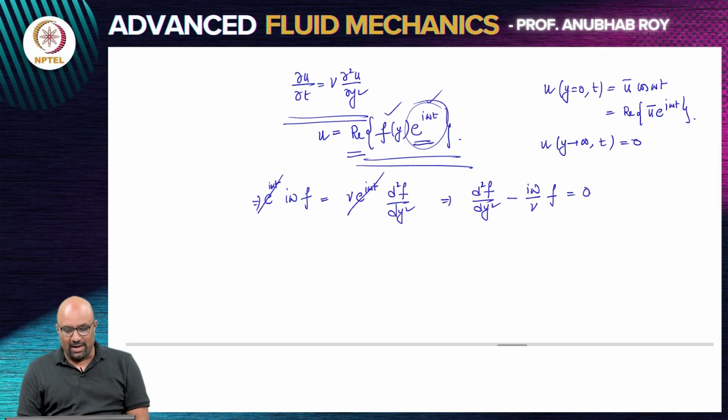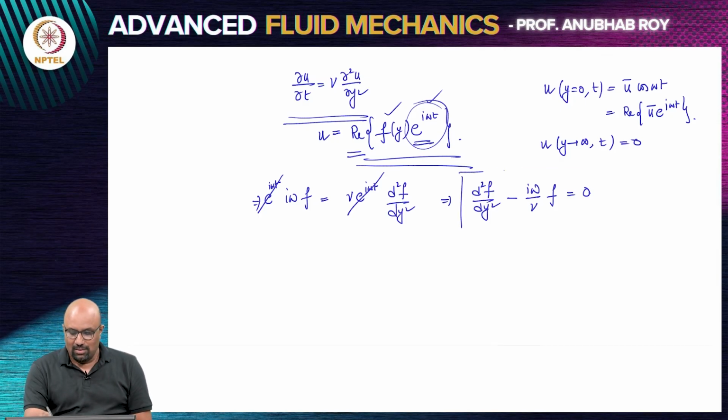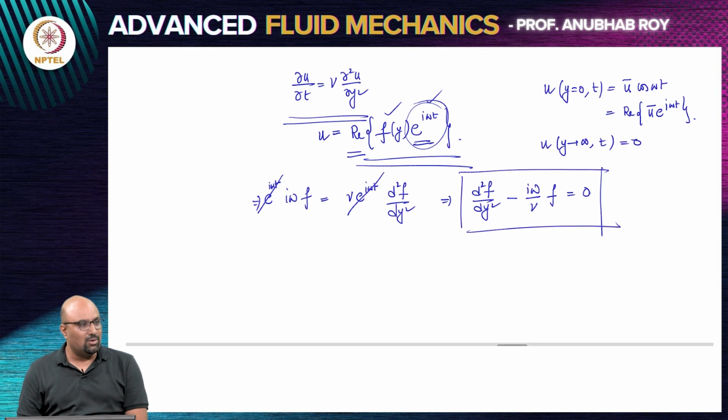So by assuming this particular form, what I am solving for now turns out to be a reasonably simple equation. And what should be f at the two boundaries? What should be f at infinity?